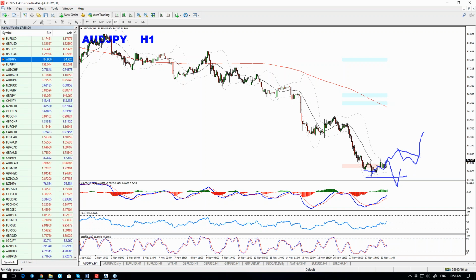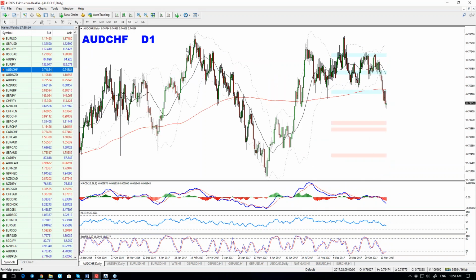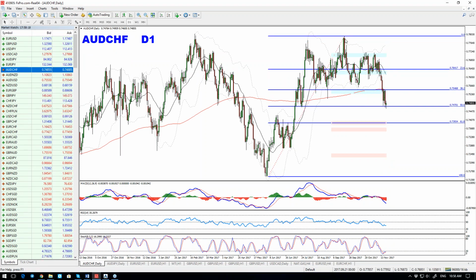Okay, that's our journey on the Aussie yen. Aussie franc, same story. This is the triple cycle from daily.